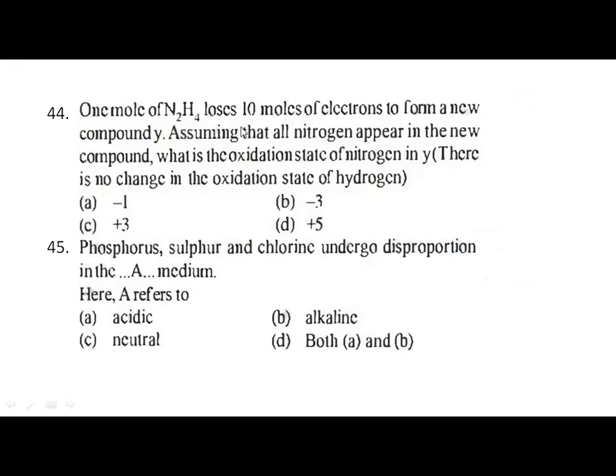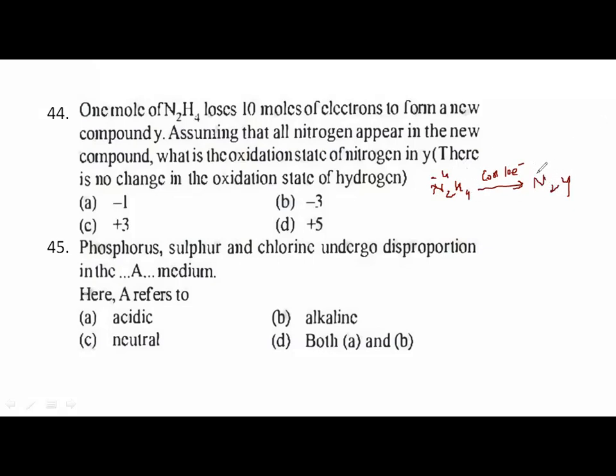Okay. 1 mole of N2H4 loses 10 moles of electrons to form a new compound Y. Assuming that all nitrogen atoms appear in the new compound, what is the oxidation state of nitrogen in Y? There is no change in the oxidation state of hydrogen. Good question. N2H4 is going to lose 10 electrons and form a compound Y. Assuming the state of hydrogen to be the same, for N2 it is minus 4, and by losing 10 electrons it will become plus 6.